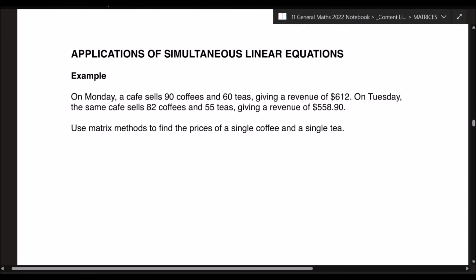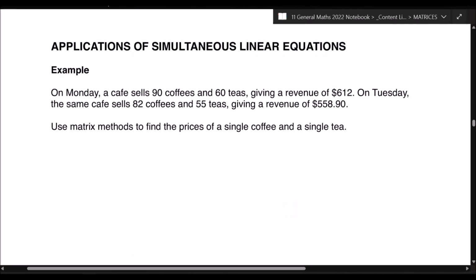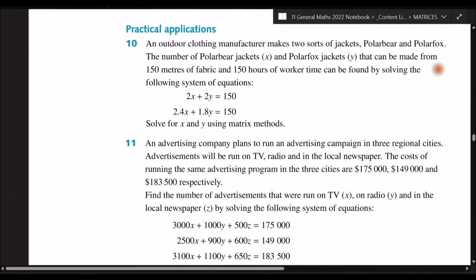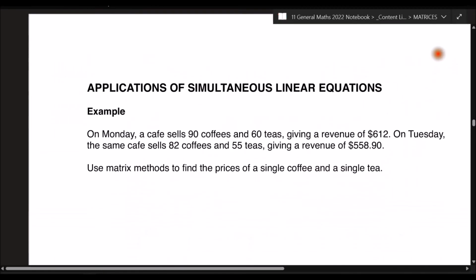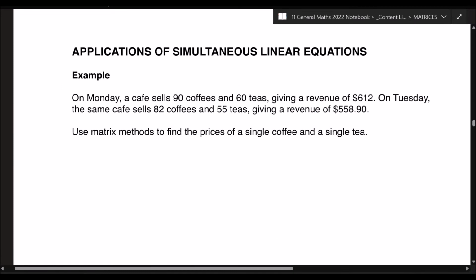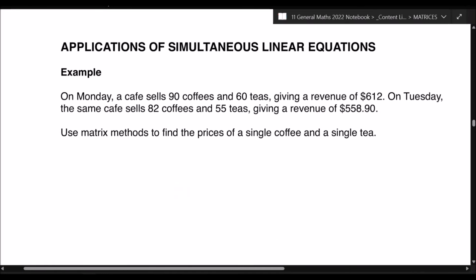Okay, let's do these questions, guys. The application style questions, which in 12B, you're going to need to know how to do for questions 10 and 11. Now, these questions are worth a lot from memory in SACs and exams, so make sure you understand how to do them. All right, let's go through it. On Monday, a cafe sells 90 coffees and 60 teas, giving a revenue of 612. On Tuesday, the same cafe sells 82 coffees, 55 teas, and a revenue of 558.9. Use matrix methods to find the prices of a single coffee and a single tea.